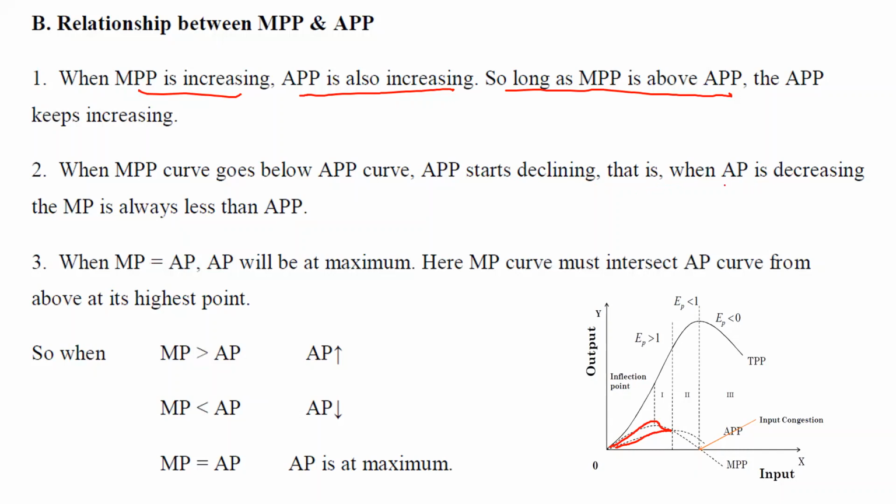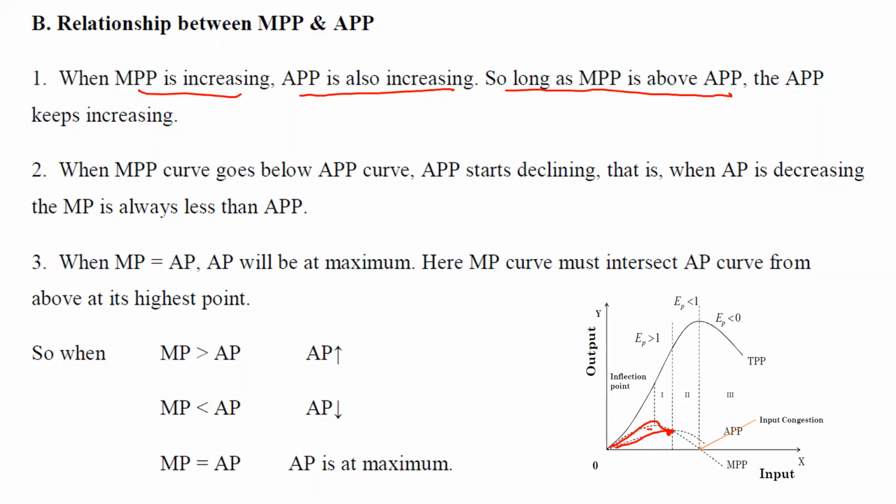That is, the AP is decreasing and MP is always less than APP. So this is the second stage. Once MP crosses the AP, at that time AP is declining and MP is less than AP. And when MP is equal to AP, that is, marginal product is equal to average product, average product is at maximum. Here the MP curve must intersect the AP curve from the highest point.